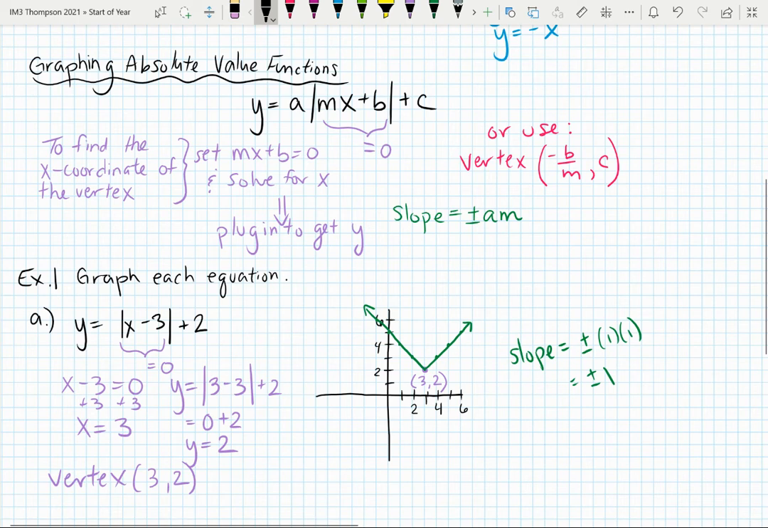Okay, so if the slope, I need a times m. The a value here is going to be automatically 1. The m value here is automatically 1. So I have 1 times 1.